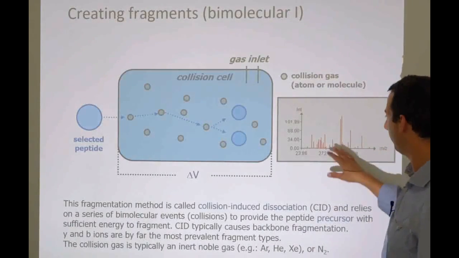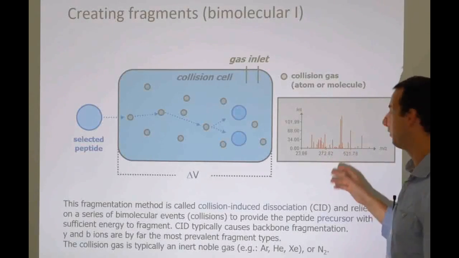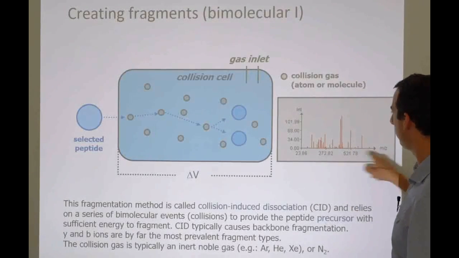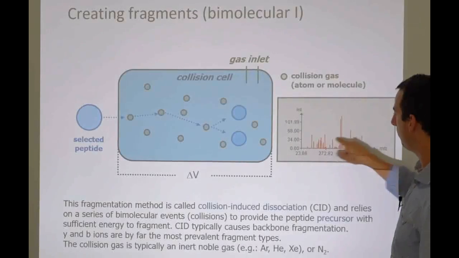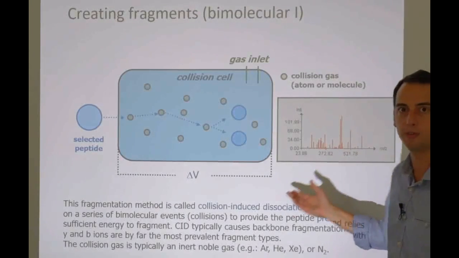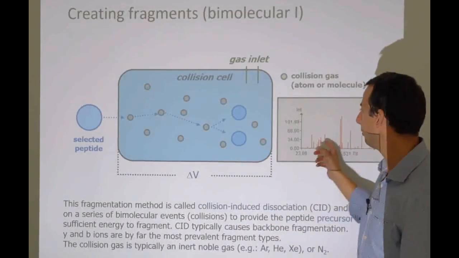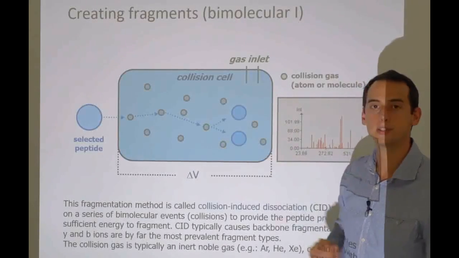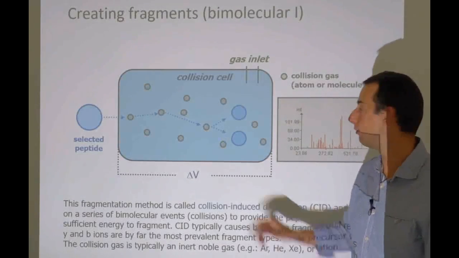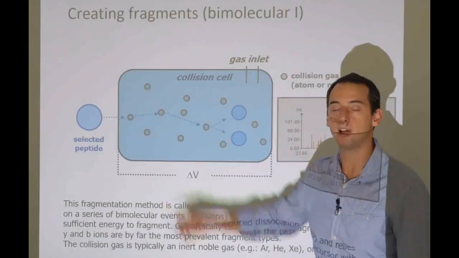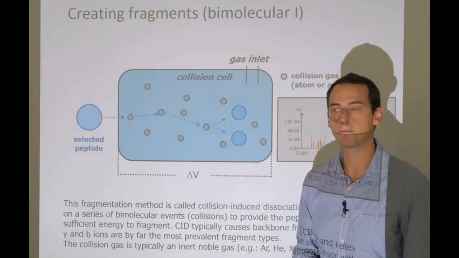A spectrum of that looks like this. It's essentially mass over charge and intensity, and then there's peaks everywhere, and some of these peaks are noise, but a lot of these peaks will be derived from the individual masses or mass over charges of fragment ions that were obtained after fragmenting a peptide.